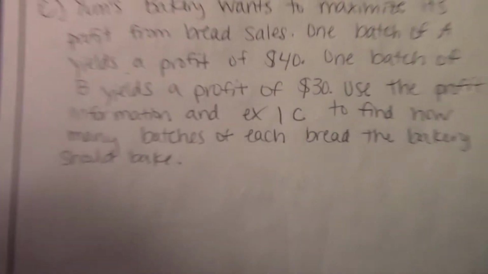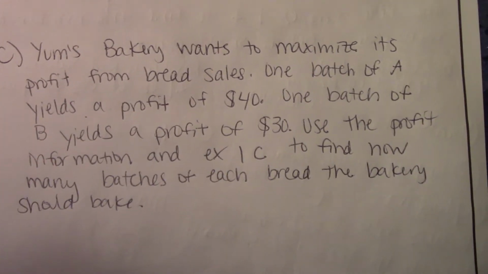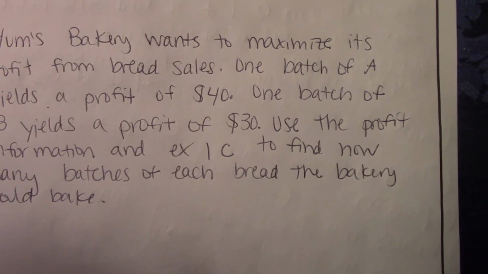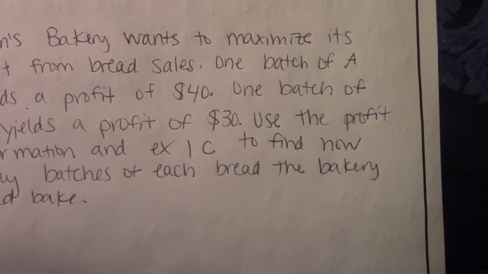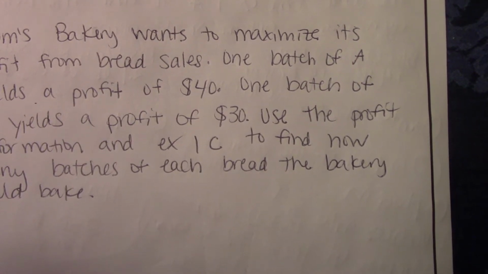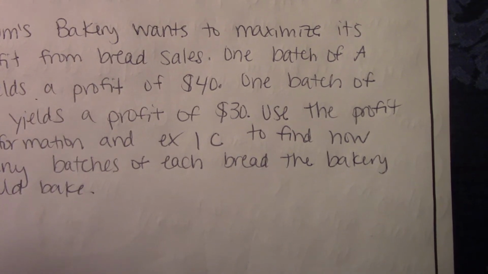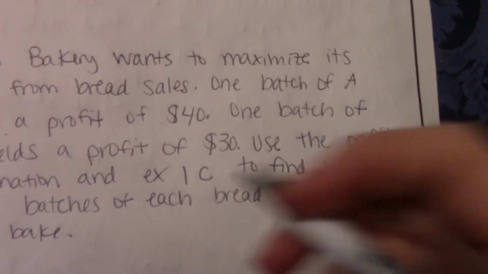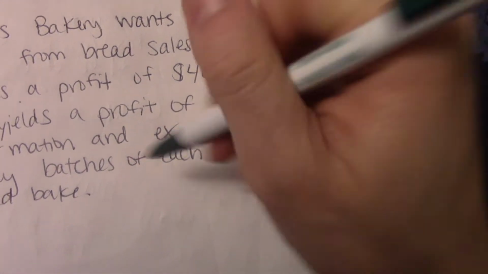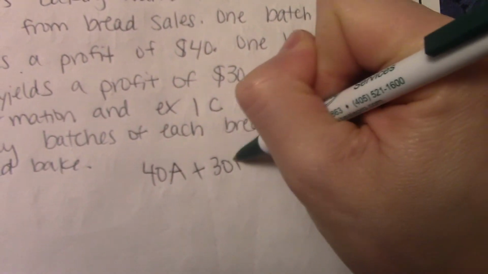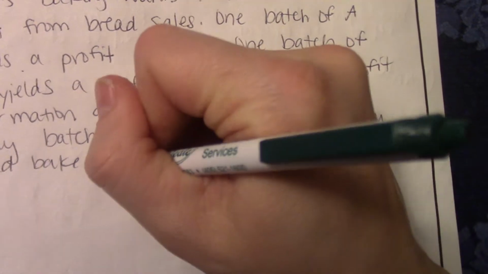Now let's try 1C here. Yum's Bakery wants to maximize its profit from bread sales. One batch of A yields a profit of $40. One batch of B yields a profit of $30. Use the profit information in example 1C to find how many batches of each bread the bakery should make. So let's make our equation here. We've got $40 per A plus $30 per B, and that is our profit.